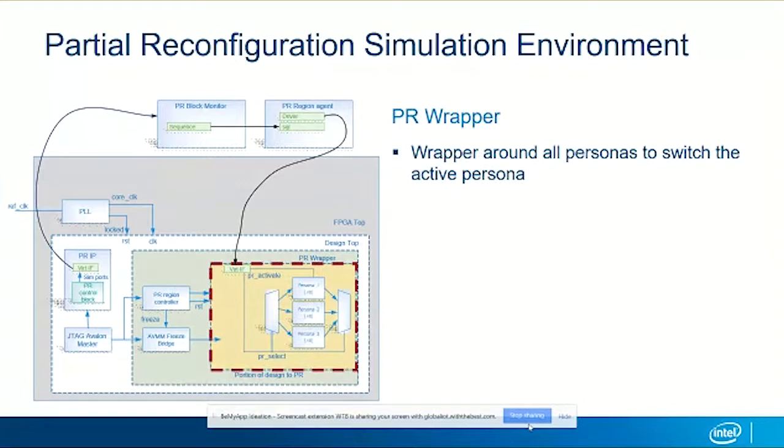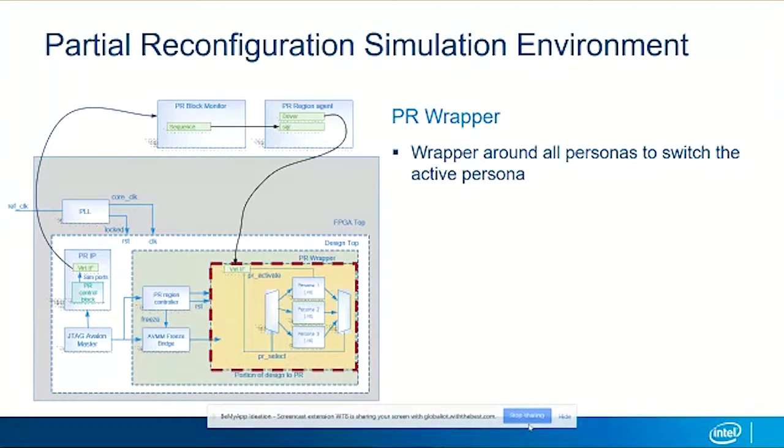Okay. So in order to enable the simulation of the reconfiguration of multi-personas, each of the persona simulation models is instantiated in a wrapper file. Now this wrapper file has muxes on the inputs and the outputs. The muxes route the inputs into and out of the personas to the rest of the design. The PR select line controls which particular persona is going to be selected and is going to be operational.